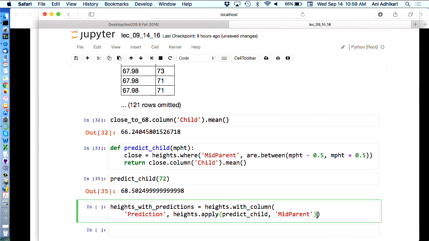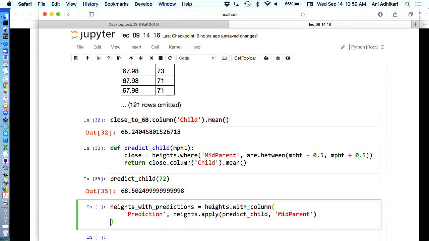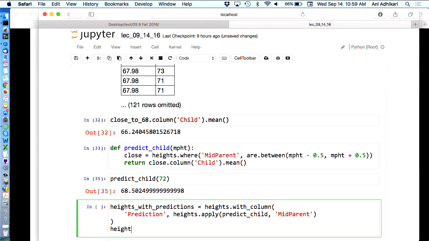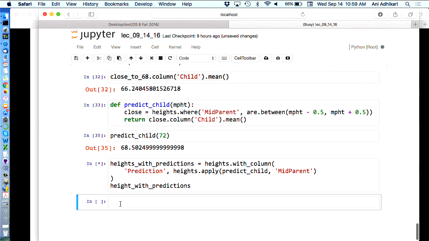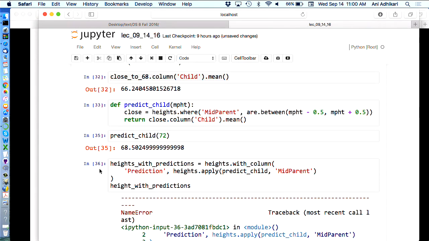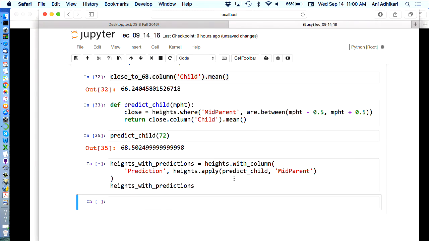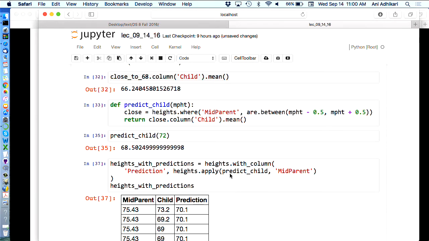Okay? Ready? Okay, I'm going to see what this thing looks like. Heights with predictions. Okay, look, it's got to work. There's 1,000 people. For each of those people, it is going through finding the nearest neighbors, computing the average. We've got a problem. What have we got? So it's going through and it's chugging. It's chugging. That's quite a lot of work. Okay, we've got that.